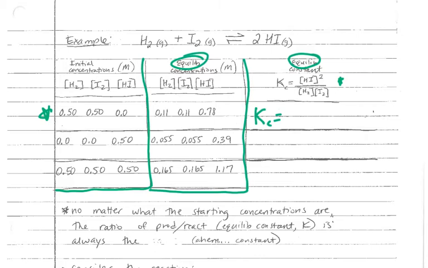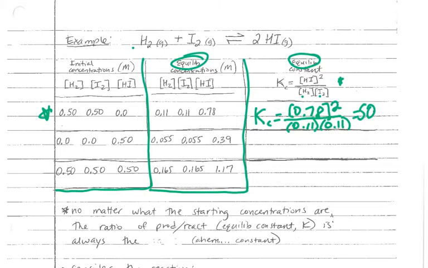Okay, so at equilibrium, the product to its coefficient, HI squared, so that's going to be 0.78 squared divided by the concentration of each of the reactants. And they have no coefficient, so there's no power to raise them to. So it's going to be 0.11 times 0.11. And when we do the math, we calculate this 0.78 squared divided by 0.11 squared, essentially, is 50.